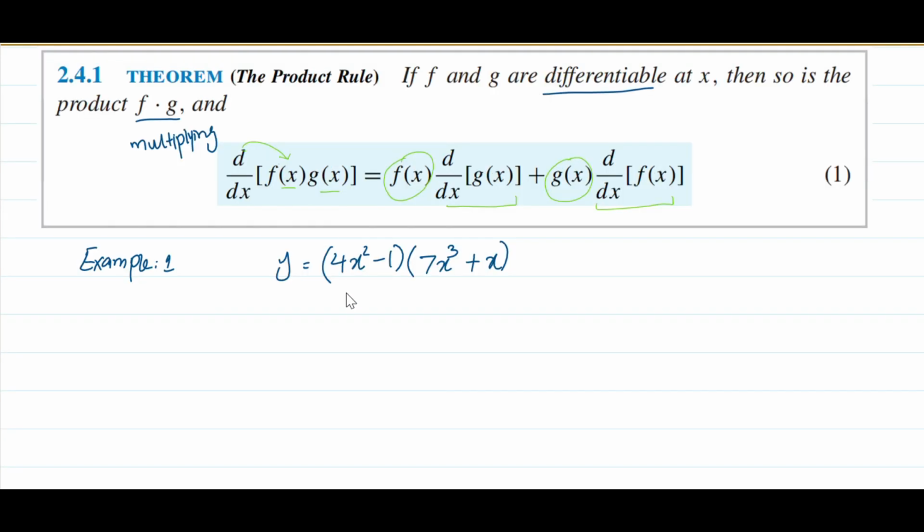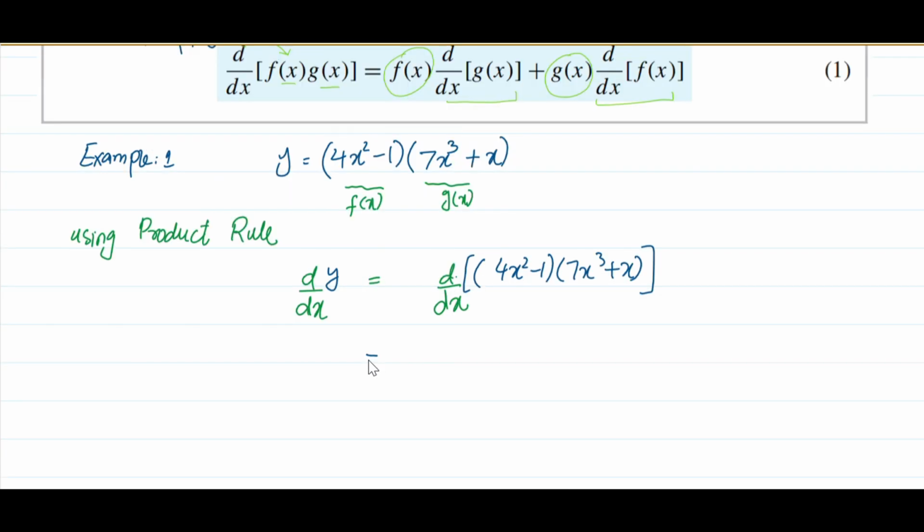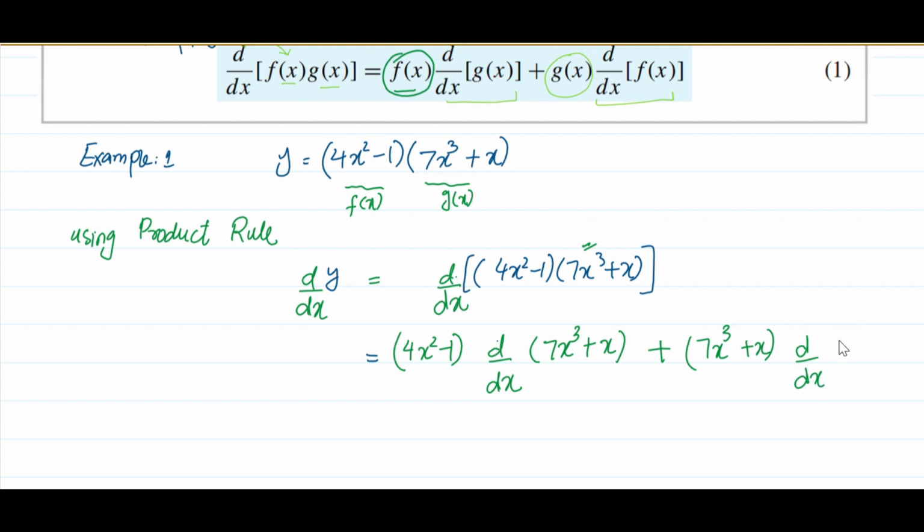Here is a function in which two functions are multiplying. First is considered as f of x and second considered as g of x. Using product rule, we'll apply the derivative d by dx on the right side and the left hand side. Now on the right side, we use the formula: first function as it is, so 4x squared minus 1 as it is, and the derivative of second function 7x cubed plus x. Now the second function 7x cubed plus x as it is and the first function derivative. So right now we just put the derivative with the functions.